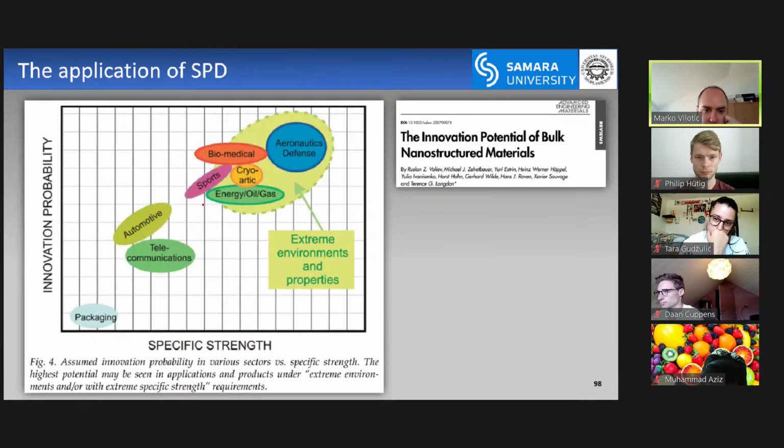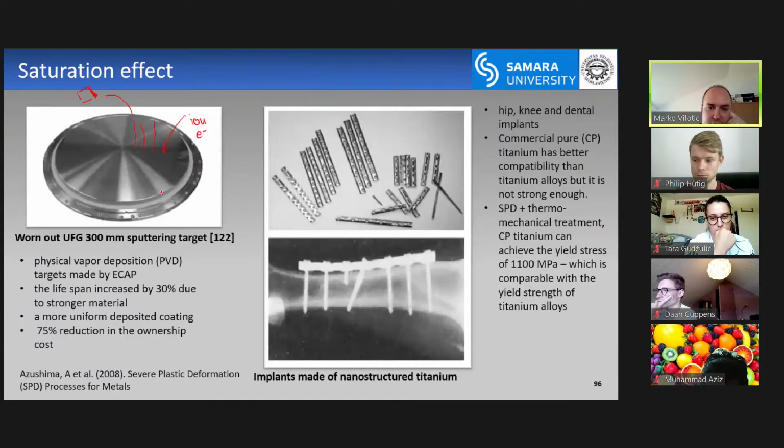So here they plot the specific strength of the material and innovation probability. For example, automotive is something between aeronautics, biomedical, sports, energy, and packaging. So it's halfway between. And of course, for the military and aerospace, we need the highest specific strength. So in this area, SPD is, I guess, being used extensively. In this area, no, not so much. In telecommunications and these industries, not much.